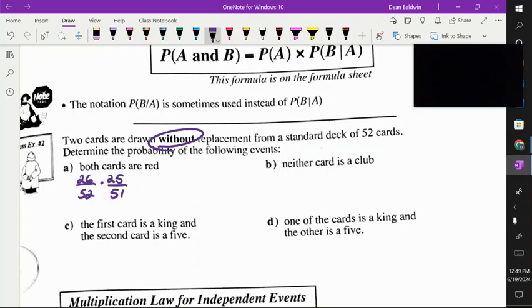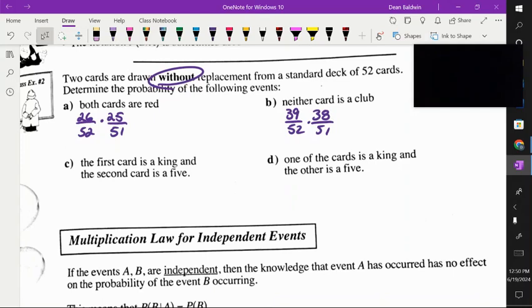Neither card is a club. So, there's 39 cards in the deck that are not clubs. We're not replacing it. So you reach back in. How many non-clubs are in the deck now? 38. How many cards are there? 51. That's not too bad. You just do your cross multiplication, just like, you do not cross it. Okay.